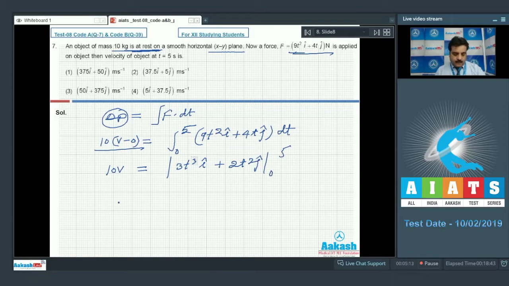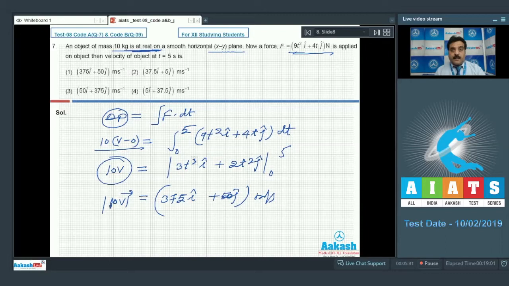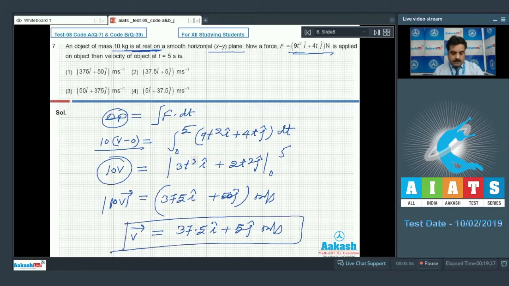When you use the limits, you will get 375 i cap plus 50 j cap on the right hand side, with 10 times v on the left, because 10v is there. So you can divide by 10 also. When you divide by 10, you will get the velocity vector as 37.5 i cap plus, because that was 50 j cap, when you divide by 10 you get 5 j cap meter per second. So this is how you can calculate. My answer number 2 will be the right choice.